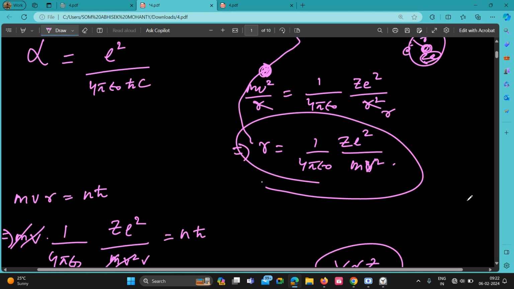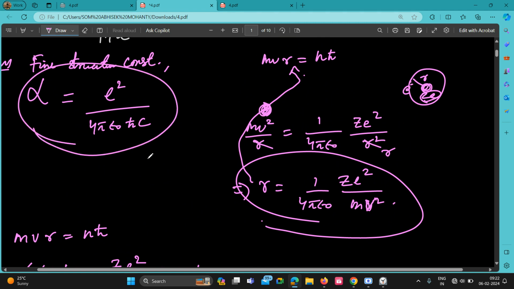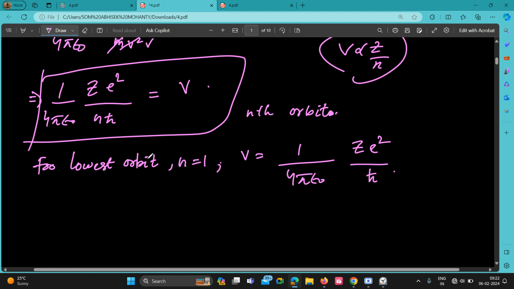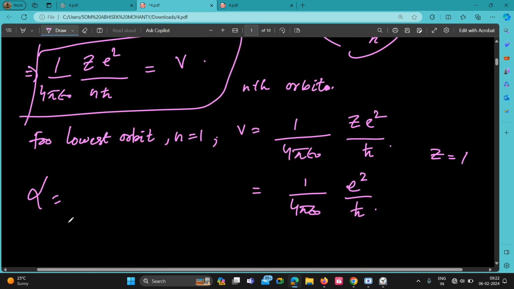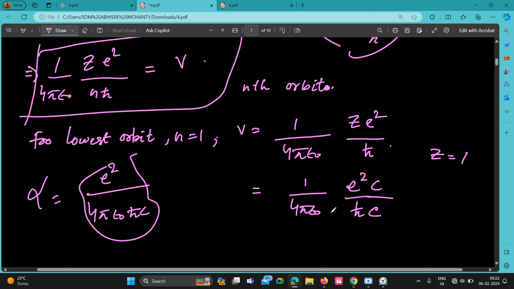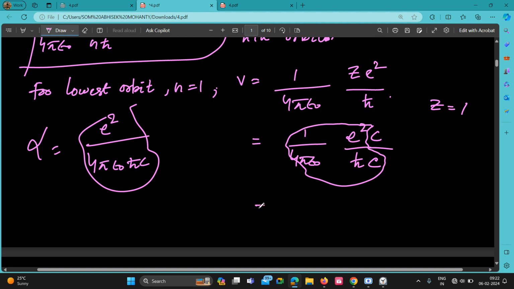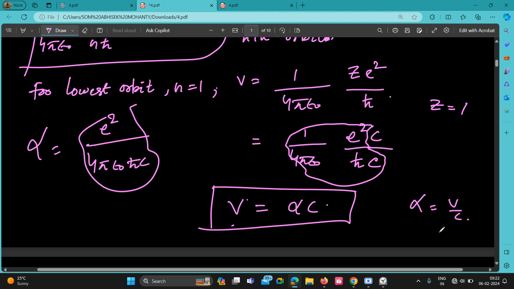Now if you see, alpha is what? e square by 4 pi epsilon naught h cut c. Okay, this is a hydrogen atom. Hydrogen atom Z is equal to 1. So I can put Z is equal to 1, 1 by 4 pi epsilon naught e square by h cut. What is alpha? Alpha is e square by 4 pi epsilon naught h cut c. So what will I do here? See, I will multiply c, divide by c, so that I will get this term e square by 4 pi epsilon naught h cut c. Okay, this is alpha. So I can simply write it what? Alpha c. Okay, so alpha is equal to what? v by c.